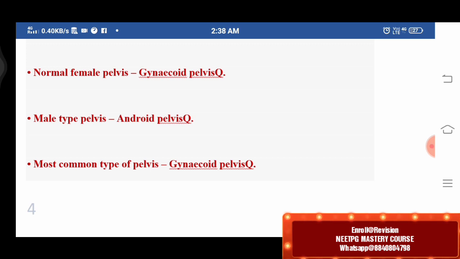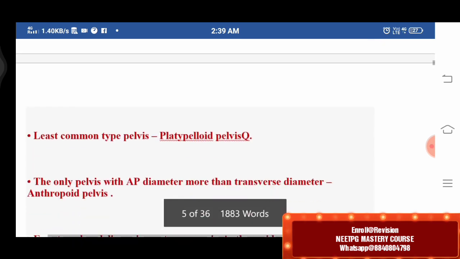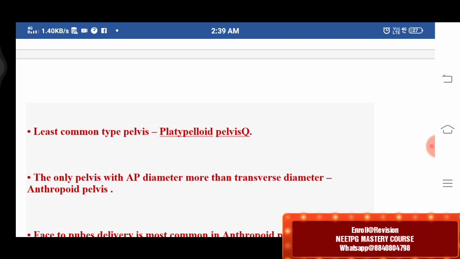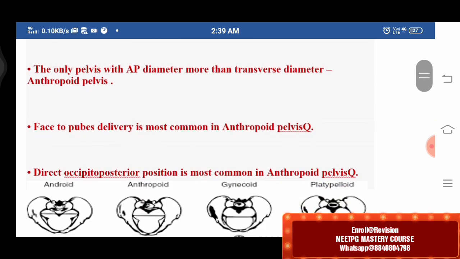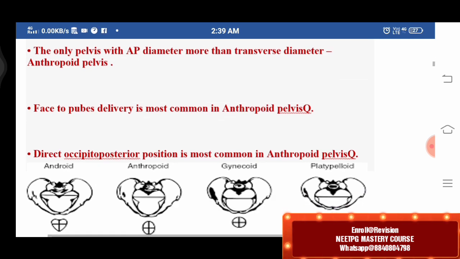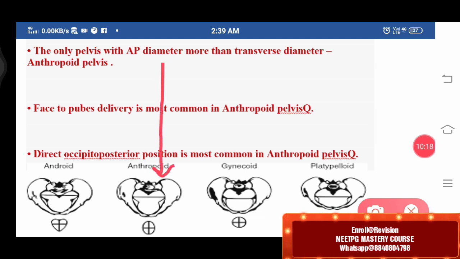So normal female pelvis, you all know it's gynecoid, male it's android, and most common type of pelvis is gynecoid, least common is platypelloid. Now I'll show you how they look. Here, this is the only pelvis with anteroposterior diameter more than transverse diameter. So the only pelvis which has a larger anteroposterior diameter than the transverse is anthropoid.